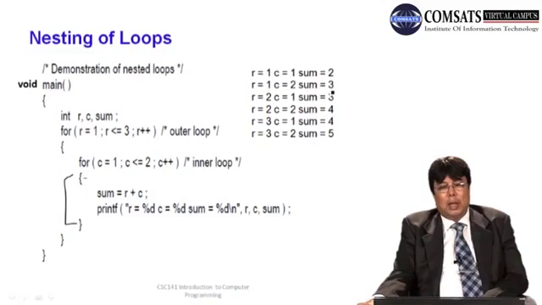Then it goes back up again. The value of R is now 2. It comes up here, value of R is equal to 2, but once again it will initialize C is equal to 1. So R is equal to 2, C is equal to 1, sum is 3. R remains 2, C will be 2, sum 4. Third time, it comes up with value of R is equal to 3. C is again 1 and 2. So the sum is 4 and 5.